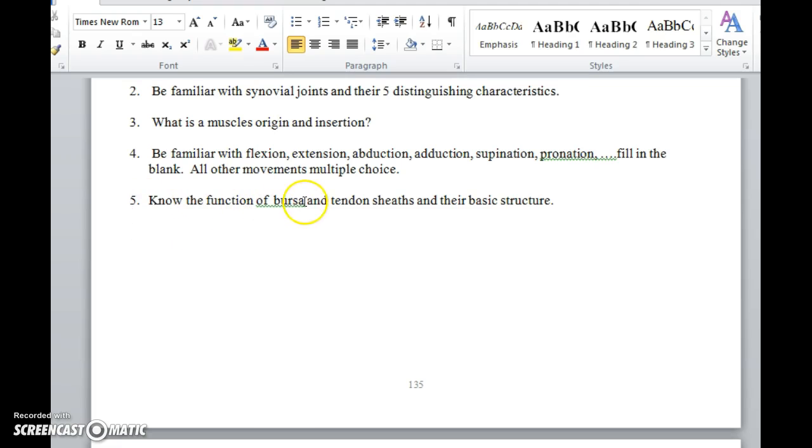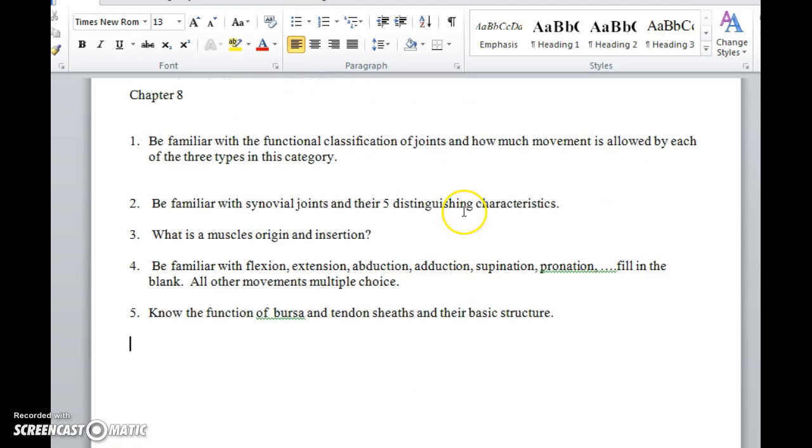Know the function of bursa and tendon sheaths and their basic structure. That's usually on there. That's pretty easy. Other stuff from the joint chapter, I don't know, there's nothing that's really exceptionally painful. There are questions about it. We did three different types of arthritis: osteoarthritis, rheumatoid arthritis, and gout. They all get a question, and everything's on there, just like always. So there's your study guide.